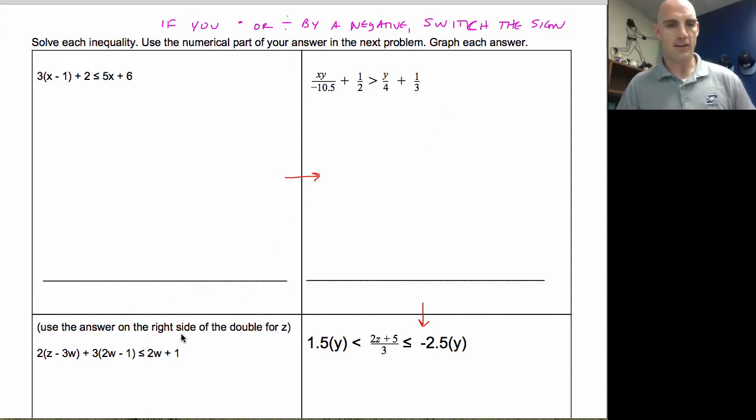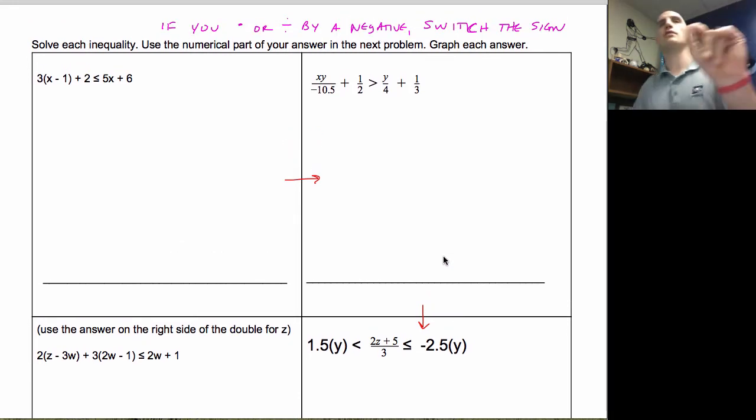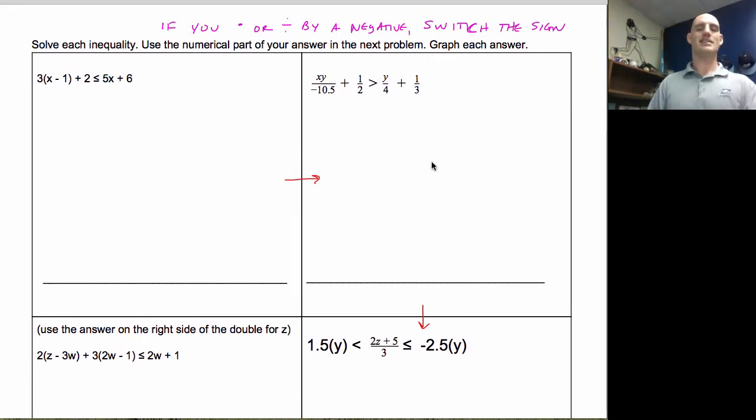Also, you've got some compound inequalities here. You've got a compound here. You're going to solve everything at once. When we get down there, I'm going to show you a little trick that you can use that's going to help with this. But that's the general gist.